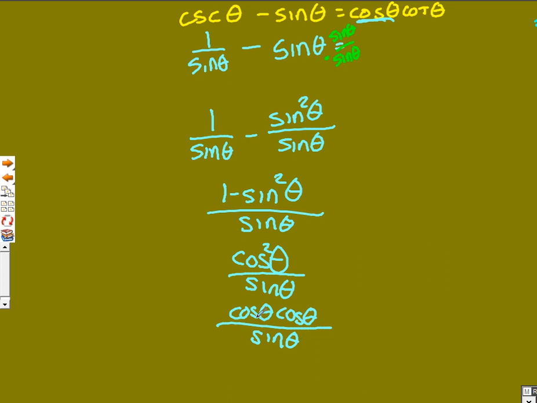Because now I have my one cosine, and what's left for the rest of the problem should be cosine over sine. And that part should be equal to cotangent according to our identity. Well, hey, cosine over sine is cotangent of theta. So I have cosine of theta times cotangent of theta, which is what we were trying to find. Cosine times cotangent.